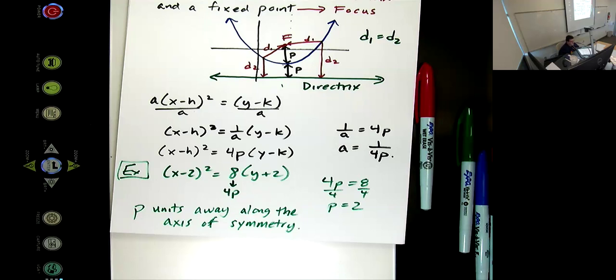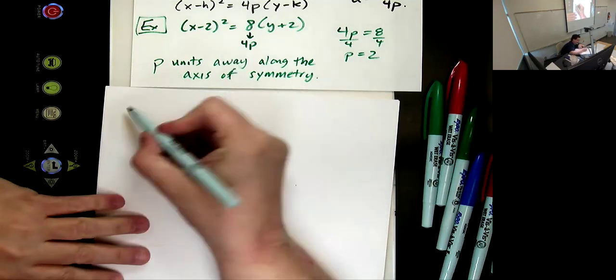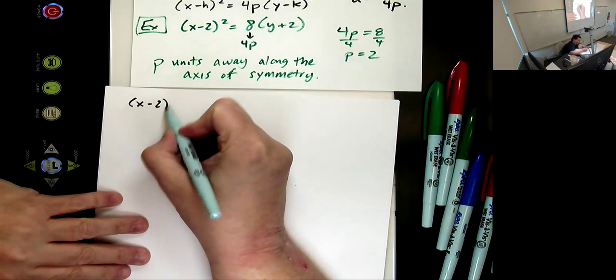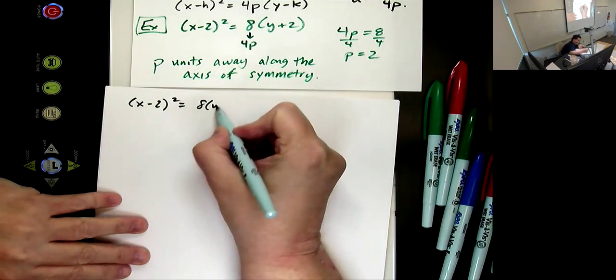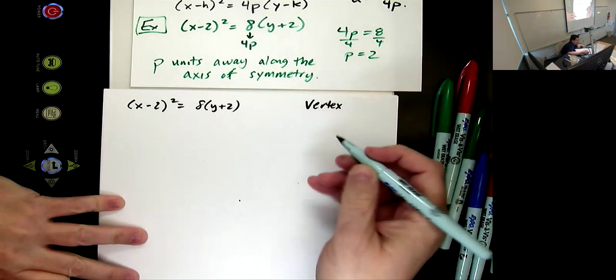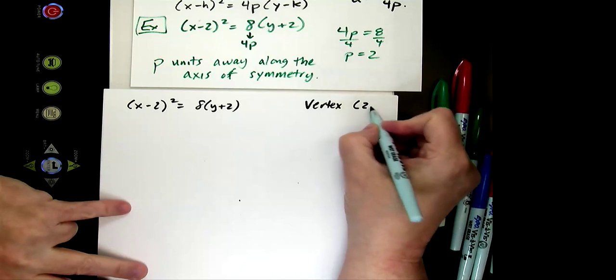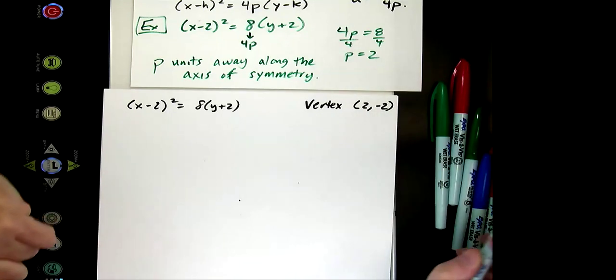That's what I was going to say, it's 2 units upwards for the focus and 2 units downward for the directrix. Right? Yeah, let's actually graph this right now. So let's graph this. First off, where is my vertex? It is at negative 2, negative 2? It is. Excellent.